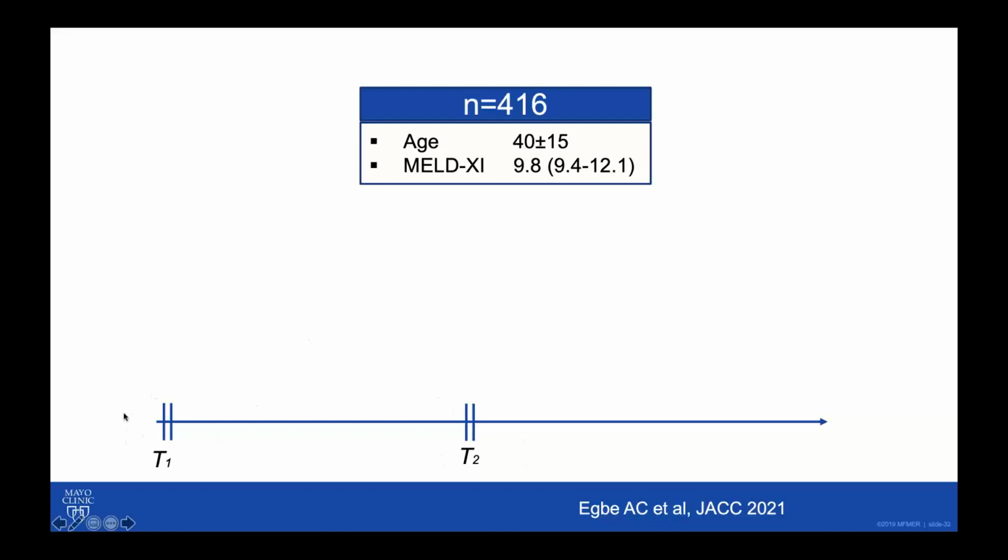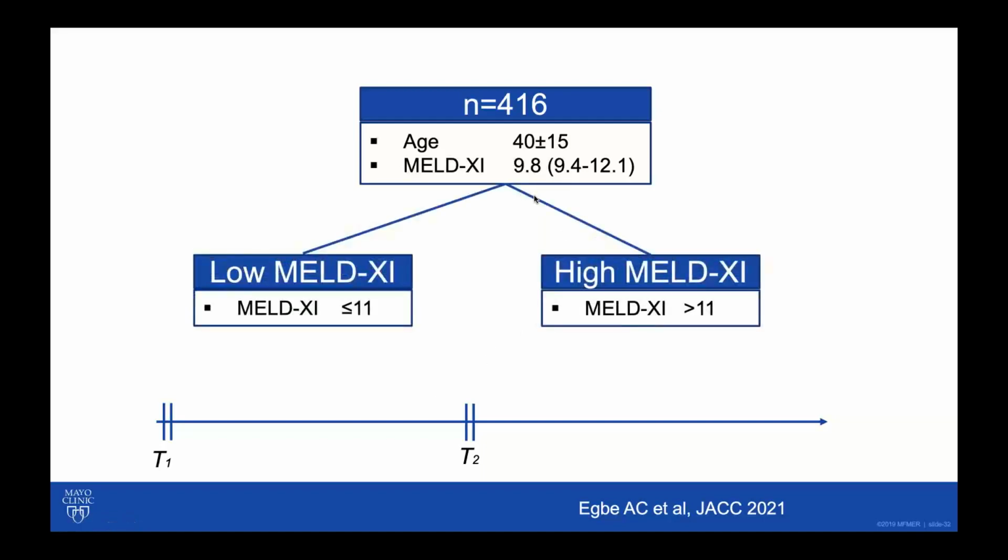Again, T1, T2, minimum of 2 years. And the average MELD XI score was 9.8. So we divided them into 2 groups, a low score of 11 or less, and high, greater than 11. And the number 11 is consistent with what's been described in the literature in Fontan patients as being prognostic. And again, using AUC analysis in our study, it was still at 11.